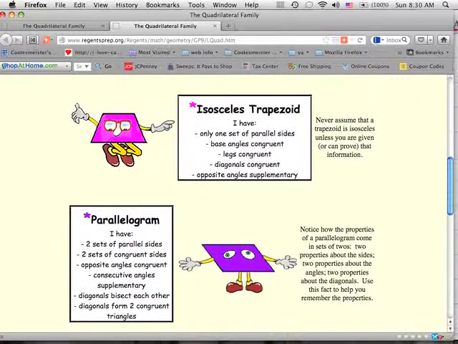Parallelogram, it has opposite sides that are parallel. So here, the top and the bottom are parallel, the left and the right are parallel. And opposite sides are equal. Therefore, their angles, the opposite angles, are equal.